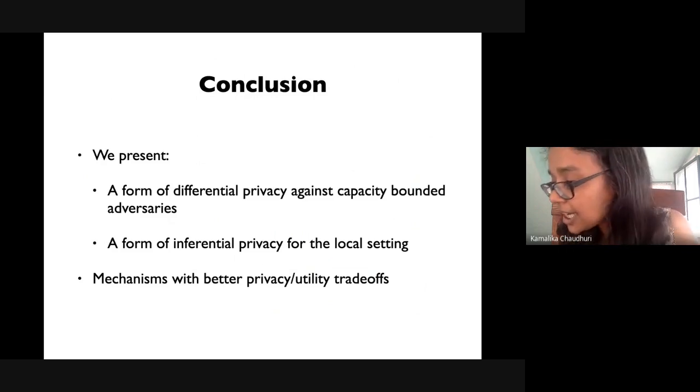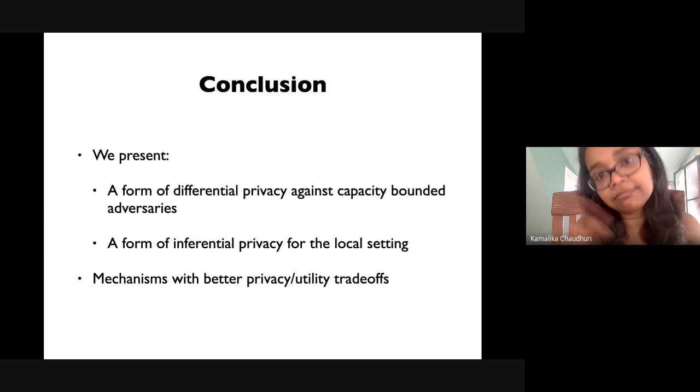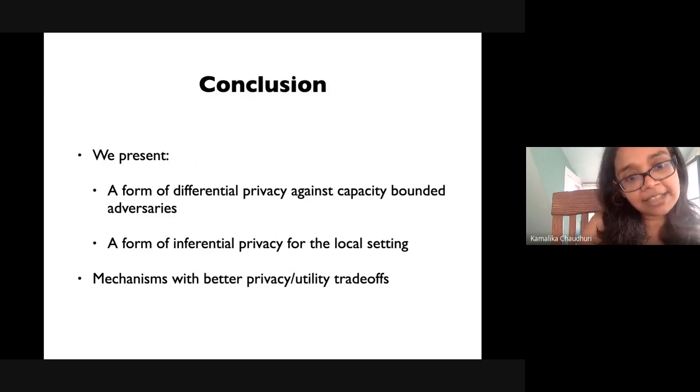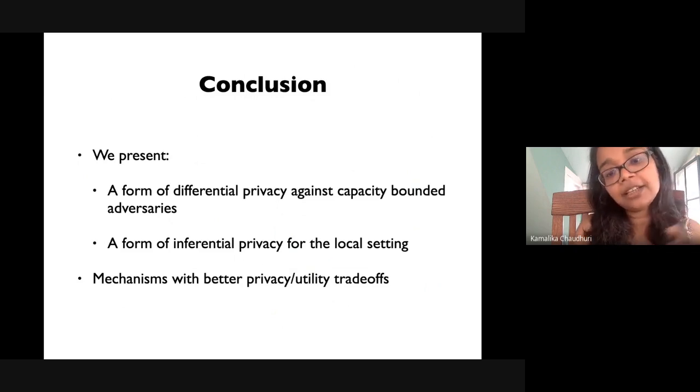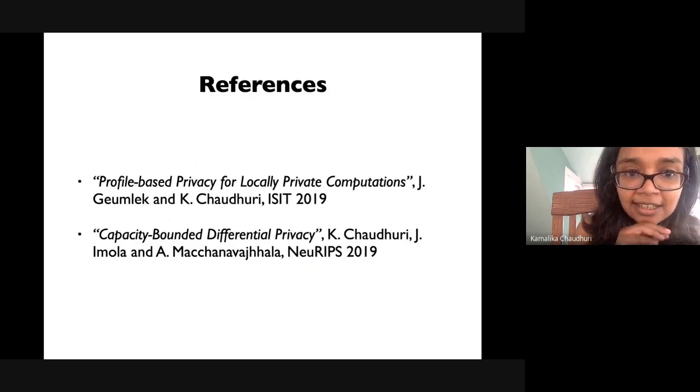So in conclusion, these are some experiments with privacy definitions. We talked about a form of differential privacy against capacity-bounded adversaries, a form of inferential privacy for the local setting, and we explored how to get mechanisms with better privacy-utility trade-offs. Okay? And I guess these are the references.